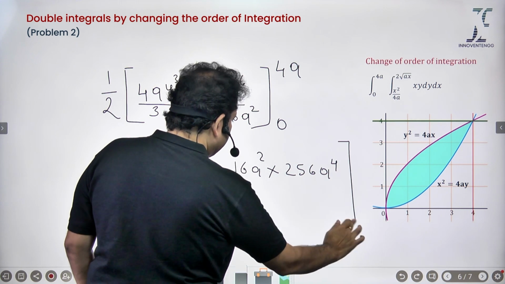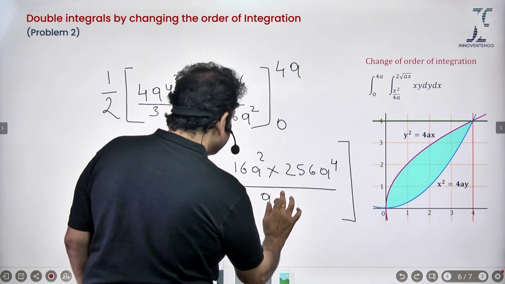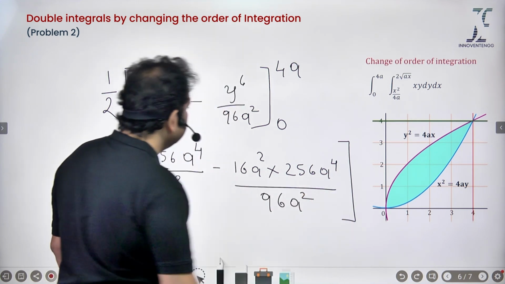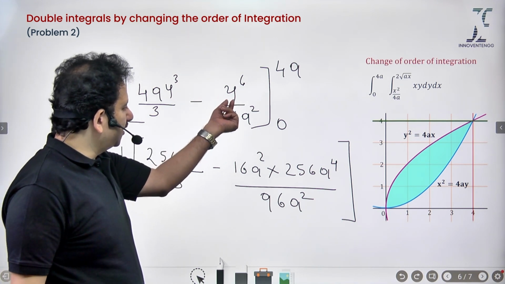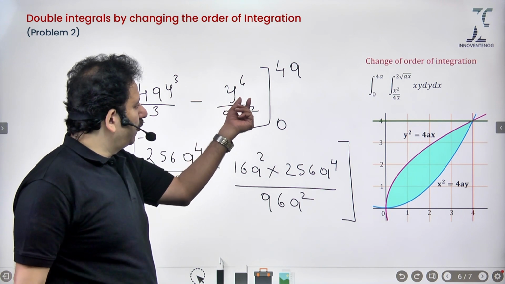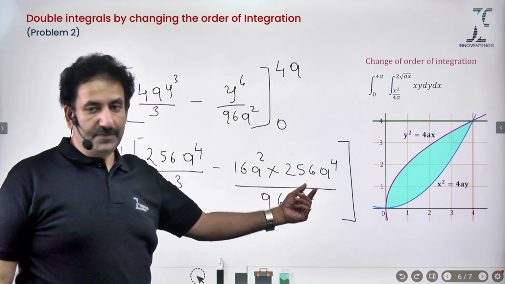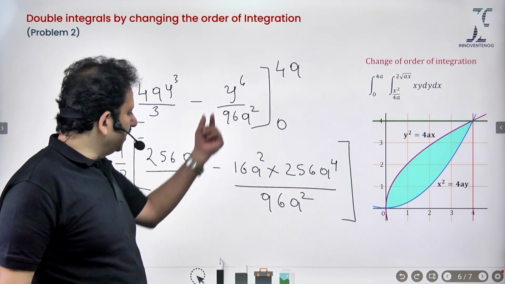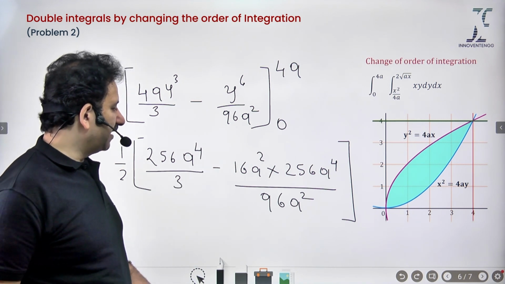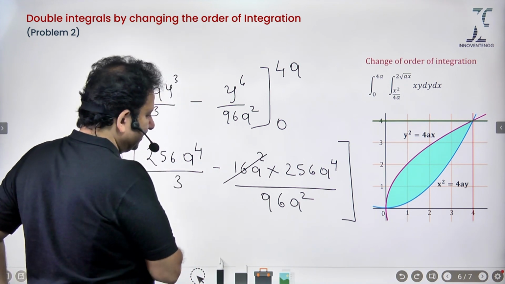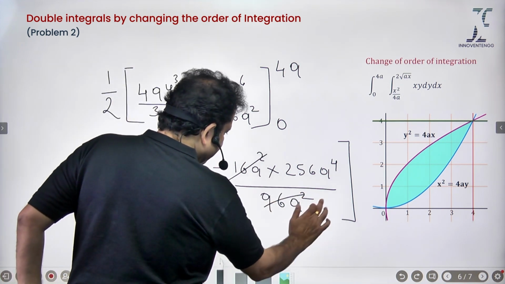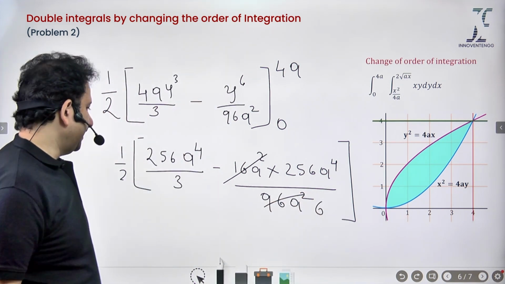I'll tell you why exactly I did that. I'll give you the complete reasoning. Because you have y power 6, this can be split as y power 2 into y power 4, because 4 to the power 4 is nothing but 256, and 4 into 4 is 16. So that is how you will have to simplify things. Now you can cancel it out. 16 ones, 16 6s, it's quite easy.